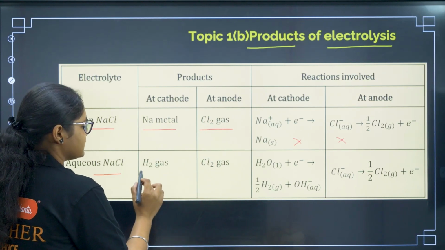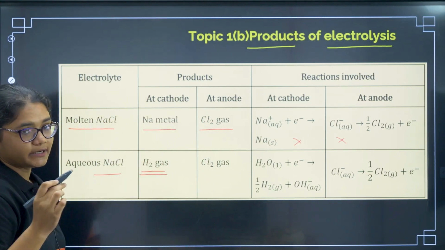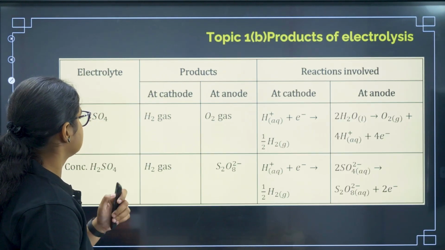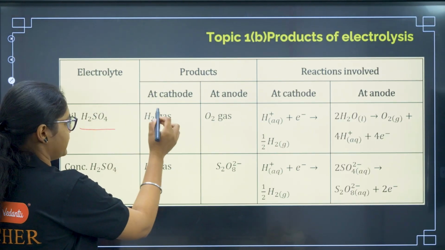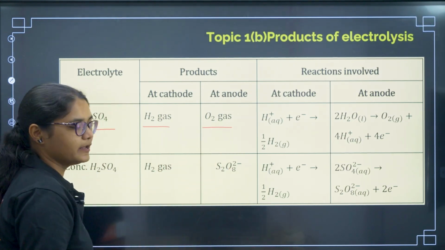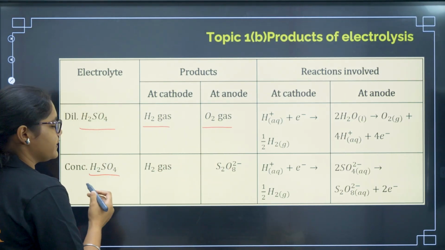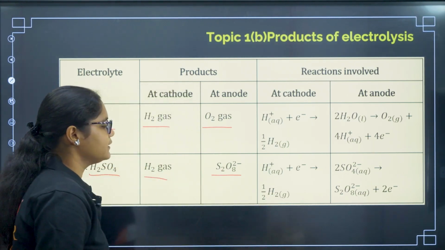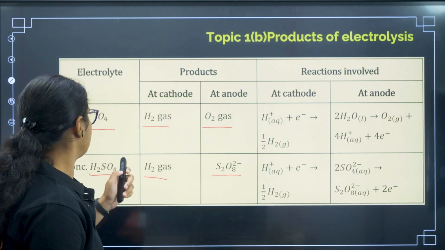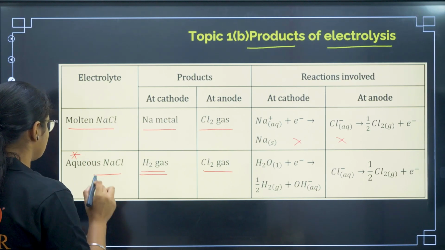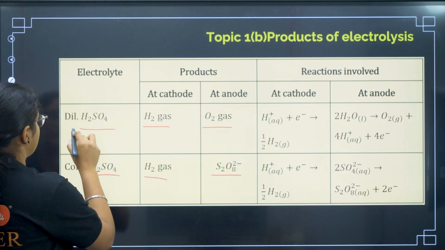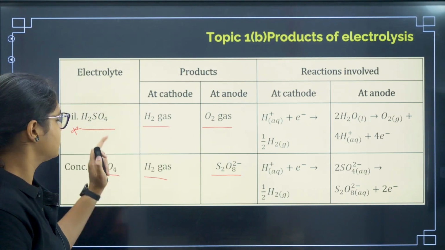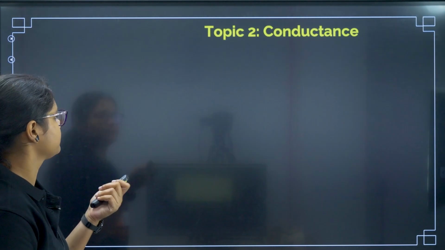Aqueous NaCl, if it is there, this is important. Hydrogen gas is deposited at cathode and at anode we will have chlorine gas. Next, if it is dilute H2SO4, H2 gas at cathode and O2 gas at anode. This question, concentrated sulfuric acid, then H2 gas at cathode and S2O8 at anode. Okay. So again I'll tell you, this aqueous NaCl is an important one and dilute H2SO4 is an important one. But I'll recommend you remember all the 4 electrolytes' products.